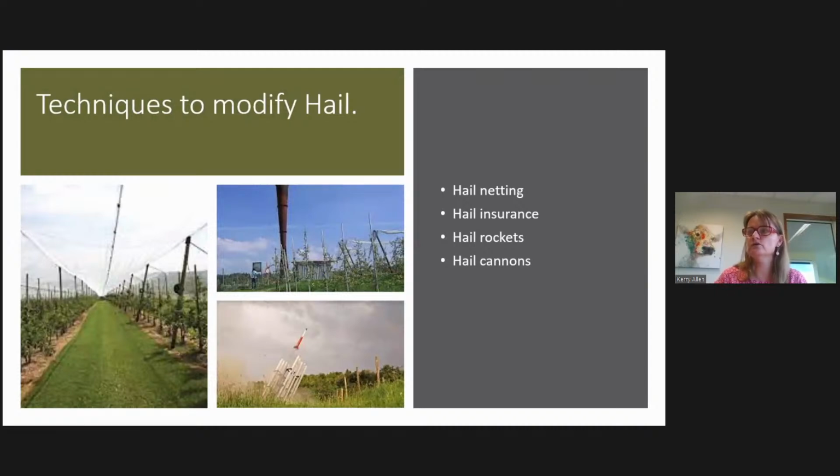And then to hail, so this is looking at the big ones, which is hail netting, hail insurance, hail rockets, and hail cannons. Sometimes these are effective. You have to be onto it. Hail netting is what most people use, and you can see that in that picture on the left-hand side. So this stops the hail from hitting your crop. Rockets and cannons are used with differing efficiency.